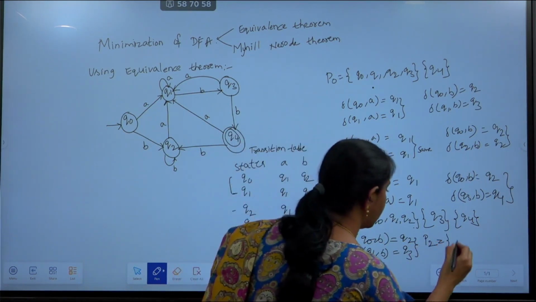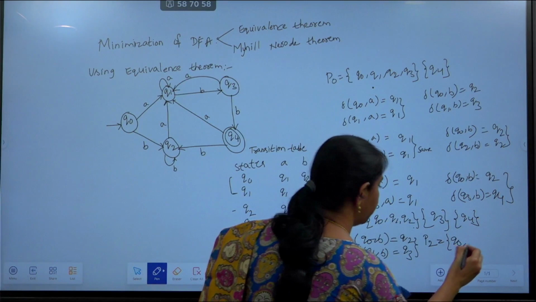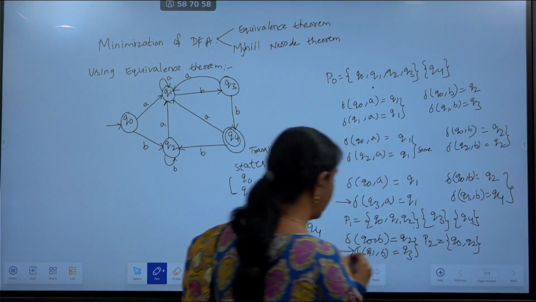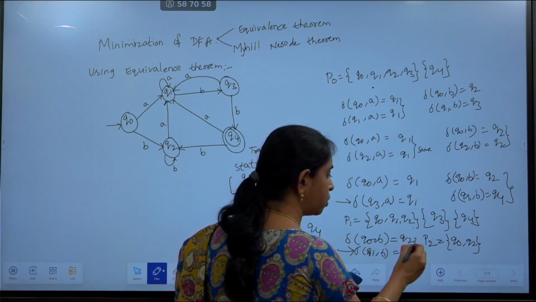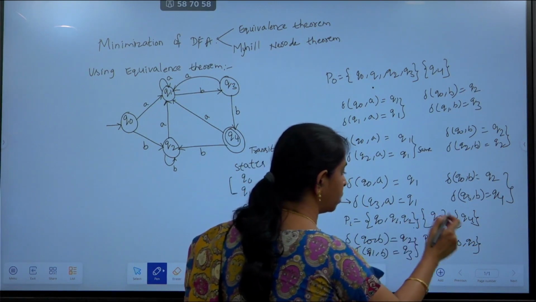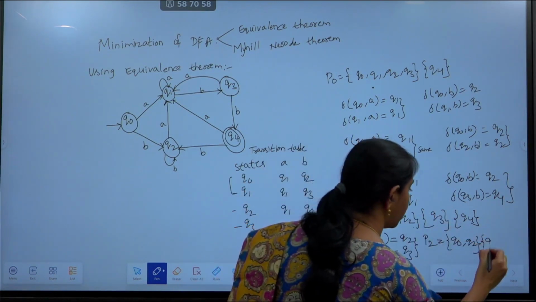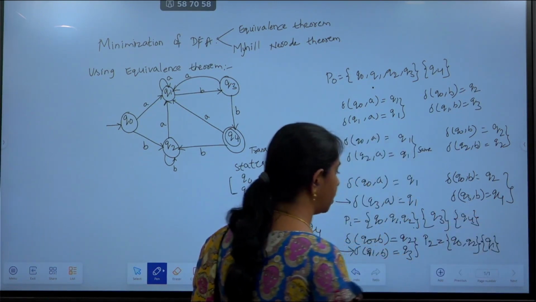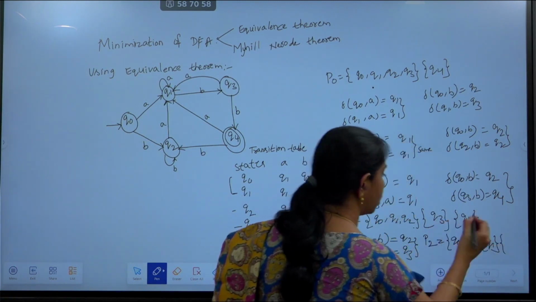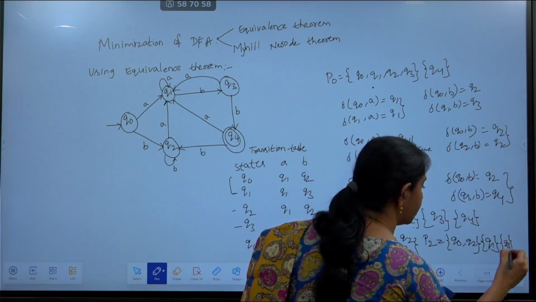Go with the Q0, Q2 is the same. Q1, whenever we are performing the Q1, we have reached a different state, that is Q2 and Q3, right? So making Q1 as one more state. So remaining Q3, Q4 are as they are.